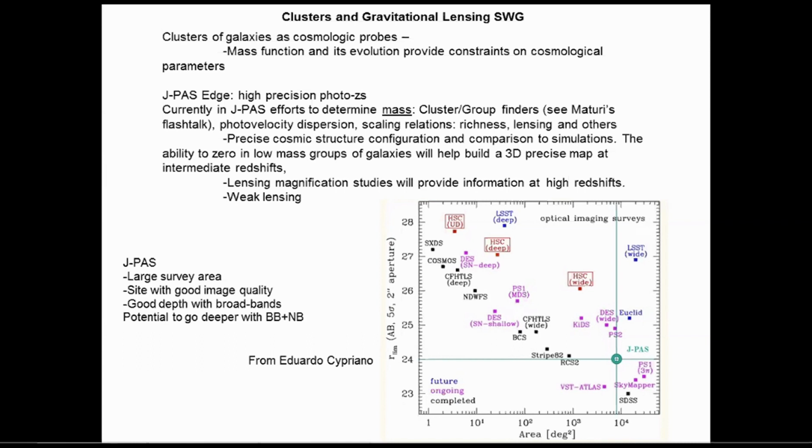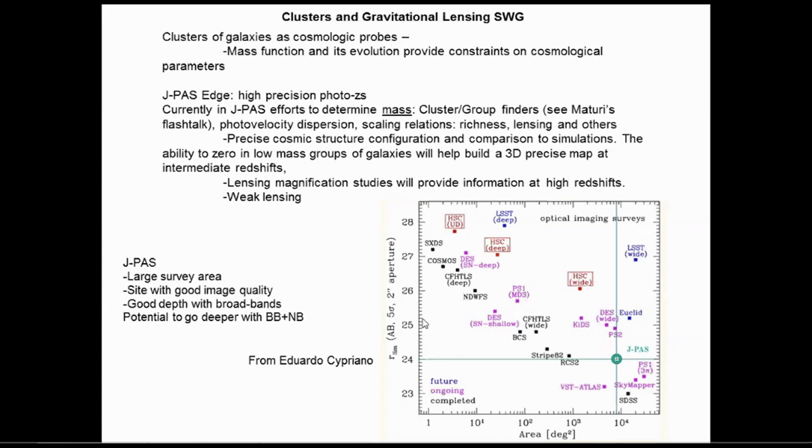And there's a group studying photo-velocity dispersion. Velocity dispersion is one way of getting dynamical masses of clusters. And the precision of J-PAS is so good that we hope that we can, at least for high mass systems, determine velocity dispersions independently from the photo-z's. And of course, the natural way, the most basic way, is through richness and scaling relations that involve different wavelengths. And also with weak lensing, which is going to be a big part of J-PAS.